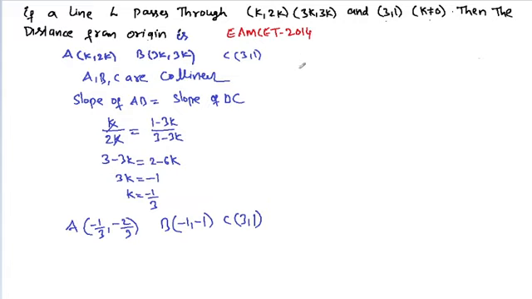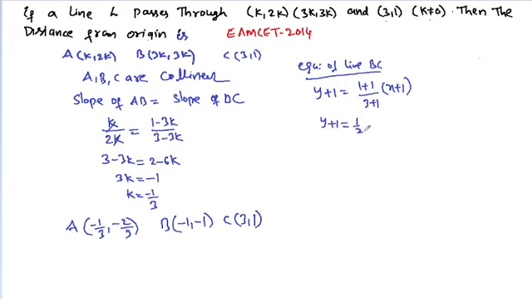Now we find the equation of the line. So equation of the line BC. So that is y minus y1, that is y plus 1 is equal to (y2 minus y1) by (x2 minus x1), that is (1 plus 1) by (3 plus 1) into (x plus 1). That is y plus 1 is equal to 2 by 4, that is 1 by 2 into (x plus 1). So 2y plus 2 is equal to x plus 1. X minus 2y minus 1 is equal to 0. This is the equation of the line.